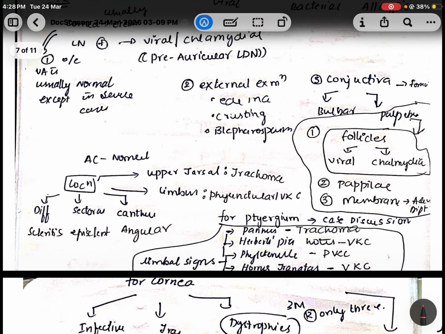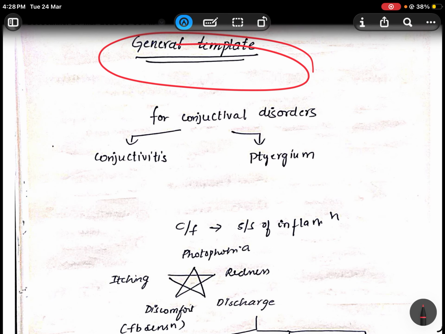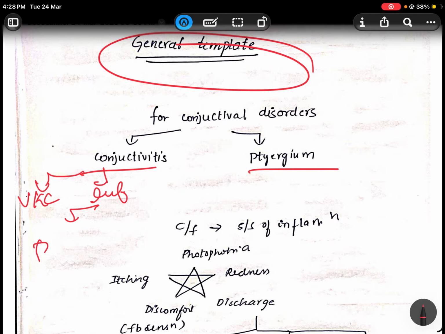Now coming to the conjunctiva part, as I told you, this is the general template so that you don't fall into confusion about what to do. As discussed, conjunctival disorders are broadly conjunctivitis and pterygium. We can further classify conjunctivitis as VKC, that is allergic, and infectious. For chronic infections like TB you will have phlyctenular conjunctivitis. For Moraxella you will have angular conjunctivitis. You can also talk about trachoma and ophthalmia neonatorum.